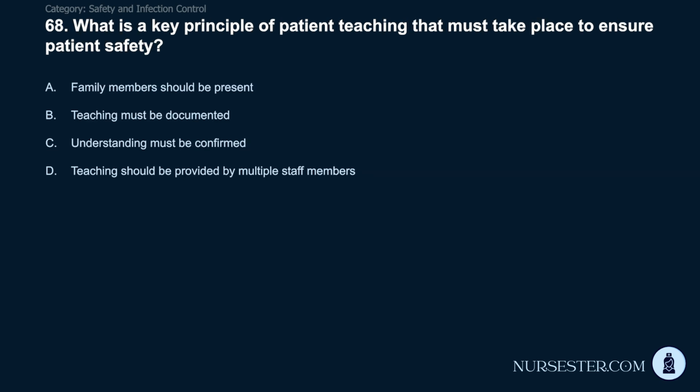68. What is a key principle of patient teaching that must take place to ensure patient safety? A. Family members should be present. B. Teaching must be documented. C. Understanding must be confirmed. D. Teaching should be provided by multiple staff members. Correct answer, C. Understanding must be confirmed.